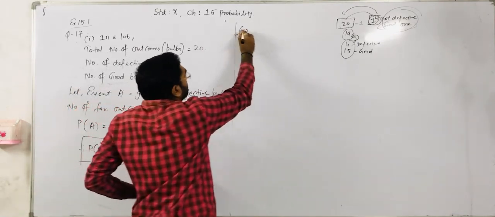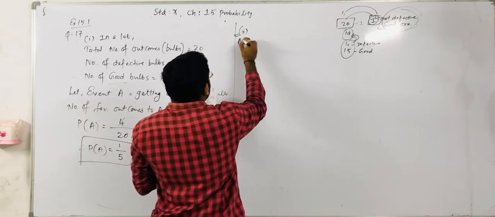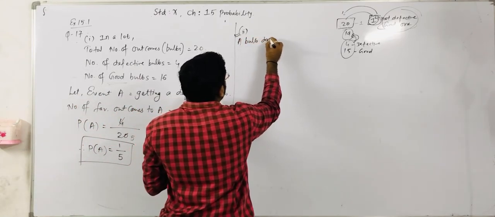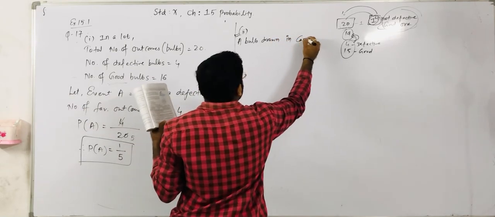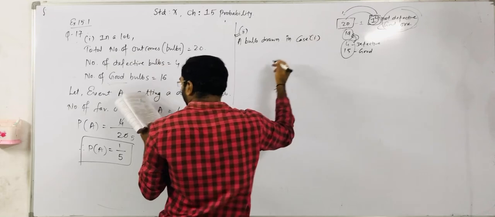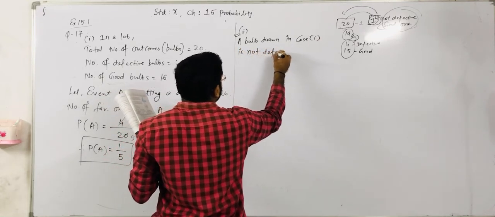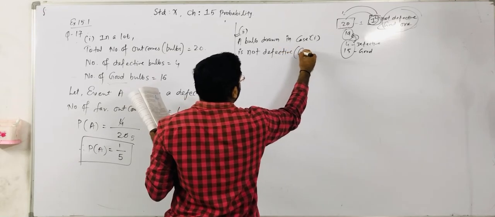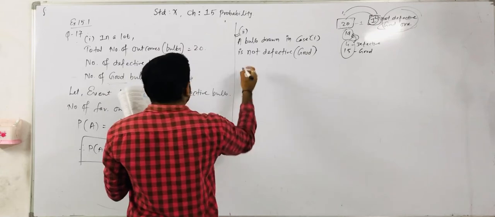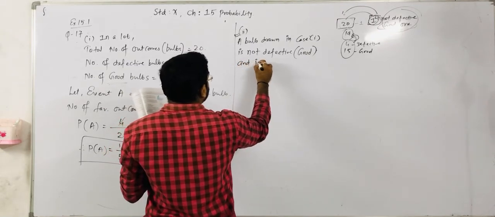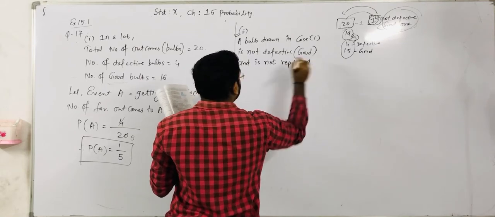In the second question, this is very important. It is given: a bulb drawn in case 1 is not defective. In brackets I write, not defective means good. And it is not replaced in the lot.